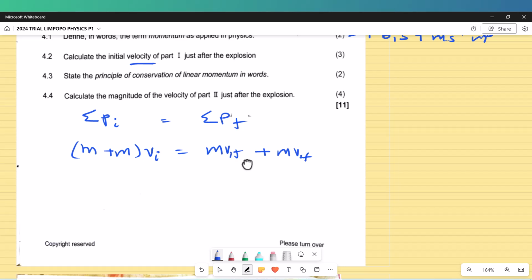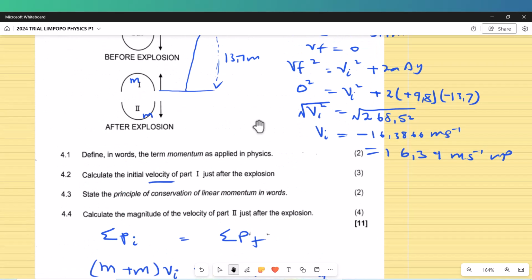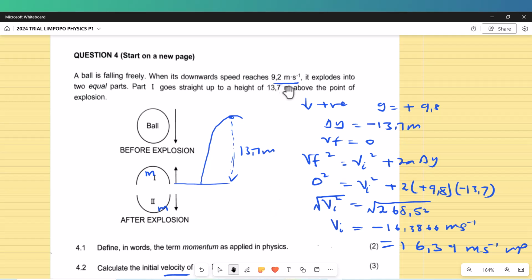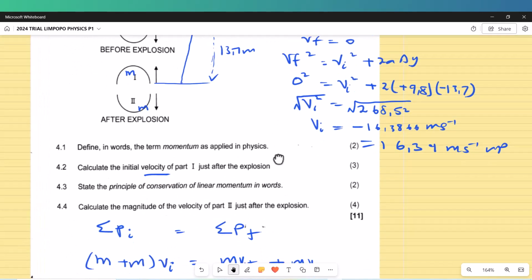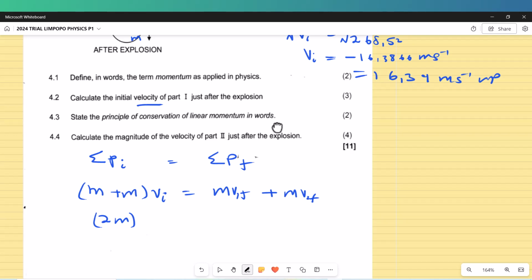So now what is M plus M? I get 2M. What was our V initial? I think they gave it to us here. Let's check it properly, guys. They said that it was 9,2 meters per second. So going downwards, so it is positive 9,2. Then equals to M1, which is M, times V1 final, that one which went up. Remember I said which is negative, so negative 16,39. Then plus M2, which is M, times the speed I want here, I'm going to call it V2 final.